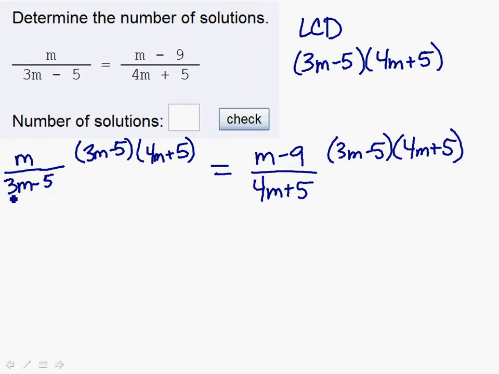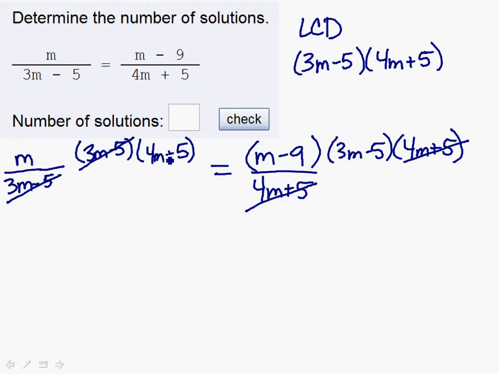Now I'm going to go back and cancel anything that's in common in the numerator and denominator. On this side I have 3m minus 5 in common. On this side I have 4m plus 5 in common. Now I'm going to multiply what's left over.